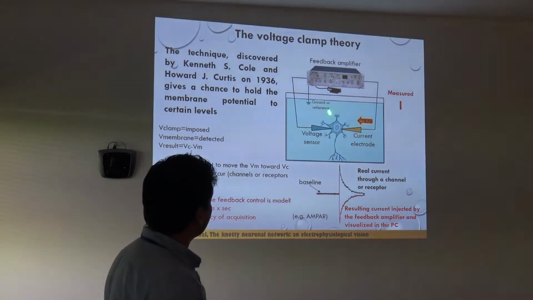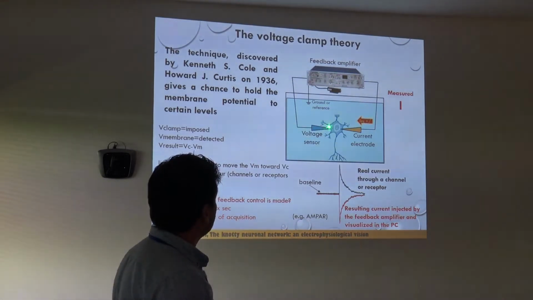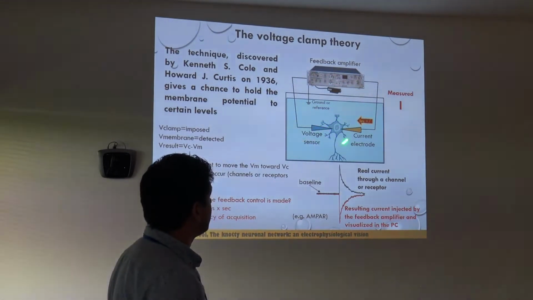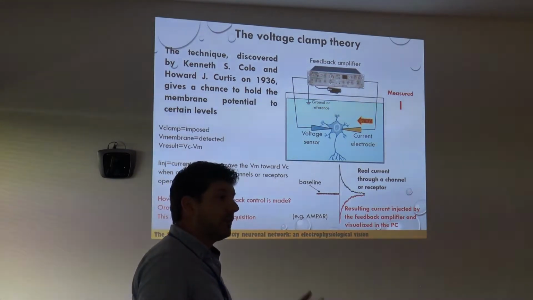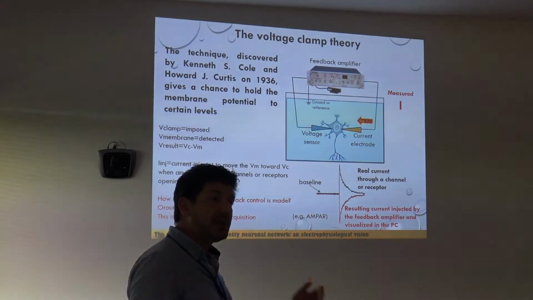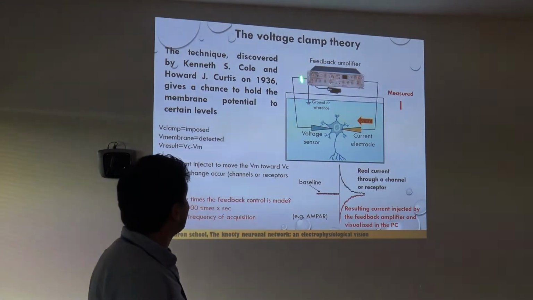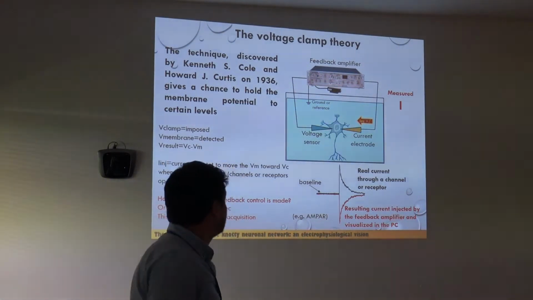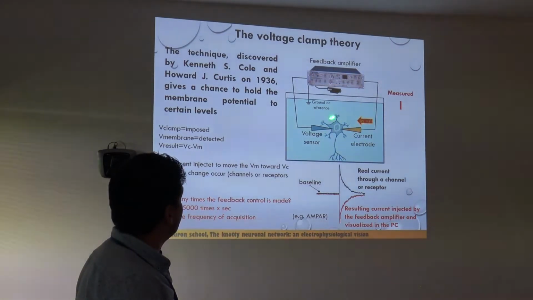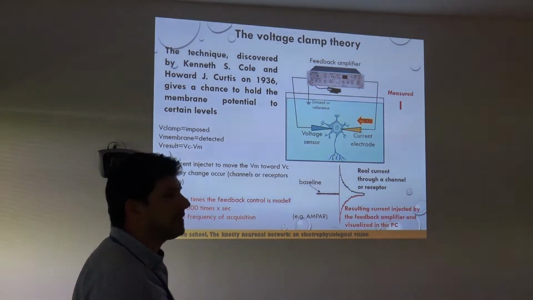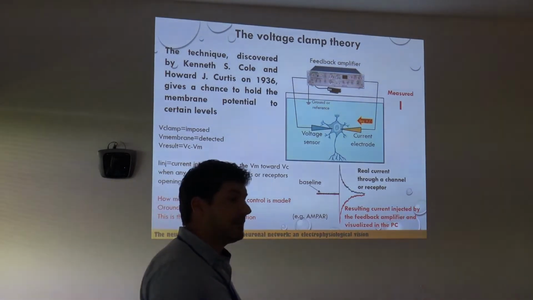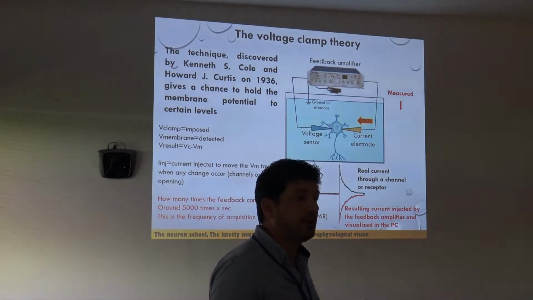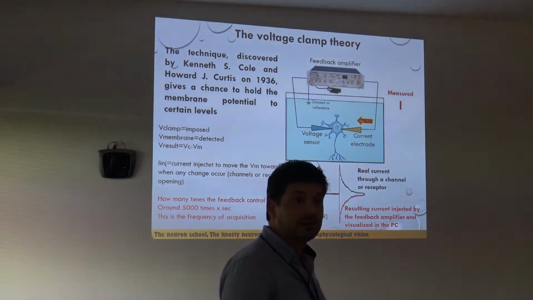You measure the real voltage of your neuron, you fix the voltage that you want, and based on this, the amplifier can inject positive or negative currents inside the neuron, depending on what you decide. For example, if the membrane potential is around minus 65 and you want to fix it at minus 80, what do you need to do? Inject negative current inside.